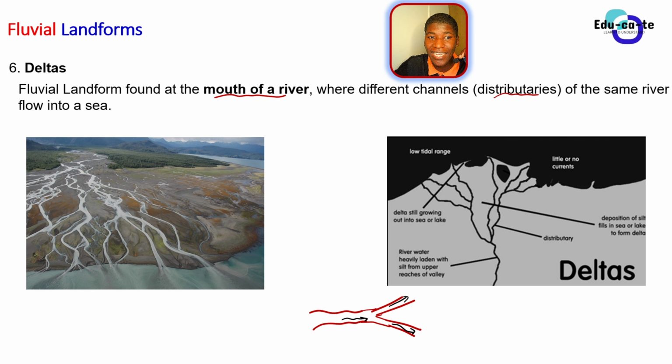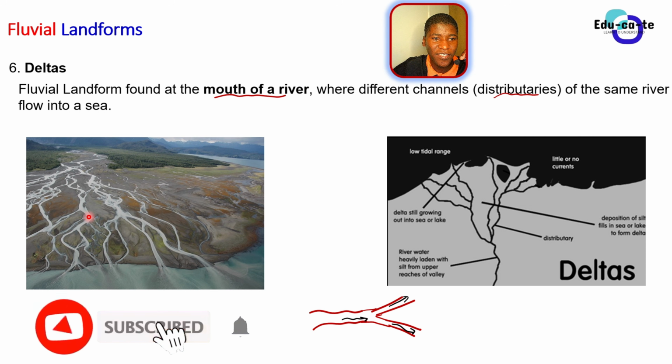So these different channels will be the ones that enter into the sea. A delta in real life looks like this. It's a very beautiful pattern here. You can do a lot of tourism there. You can see that there are many smaller streams here. These smaller streams are coming from one river. Basically, there was one river here, and it is split into these smaller streams, forming deltas.